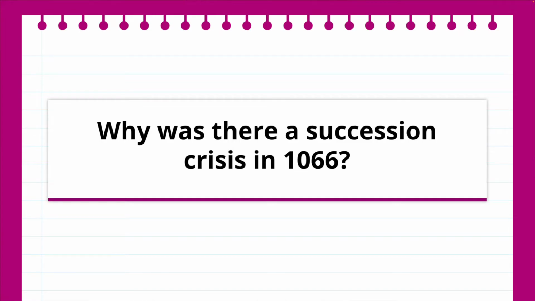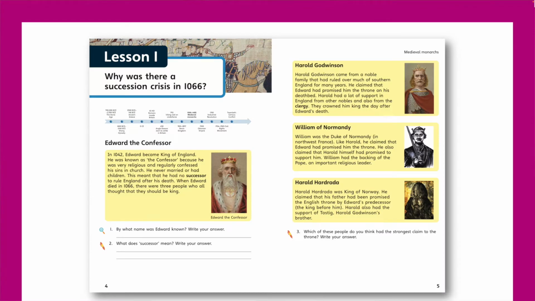Now, let's take a closer look at each of these lessons in turn. The first lesson asks, why was there a succession crisis in 1066? Pupils will learn about how power is passed or claimed from monarch to monarch, and that Edward the Confessor, bearing no children and failing to clearly name a successor, led to multiple claims, including from the Saxon king Harold Godwinson, the Viking king Harold Hardrada, and the Norman nobleman William the Conqueror, who would emerge victorious following the Battle of Hastings.